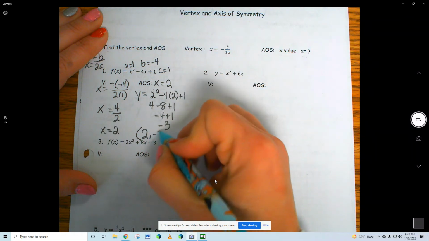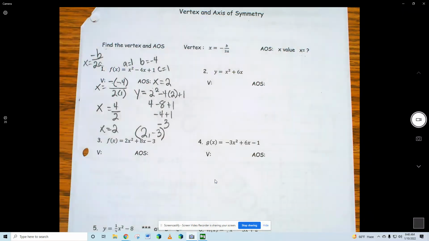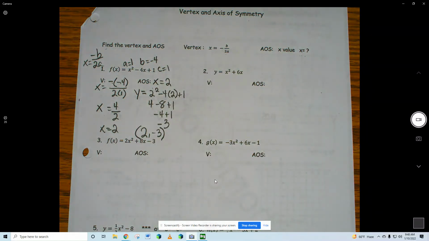Negative 4 plus 1. Negative 3. My vertex is 2, -3.